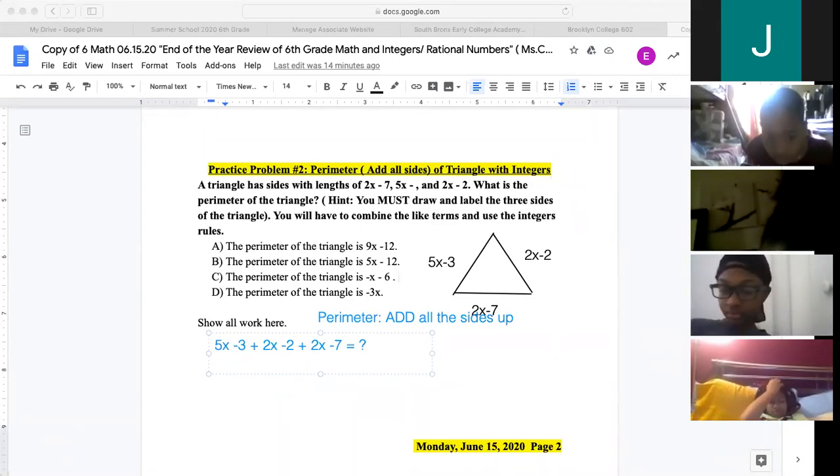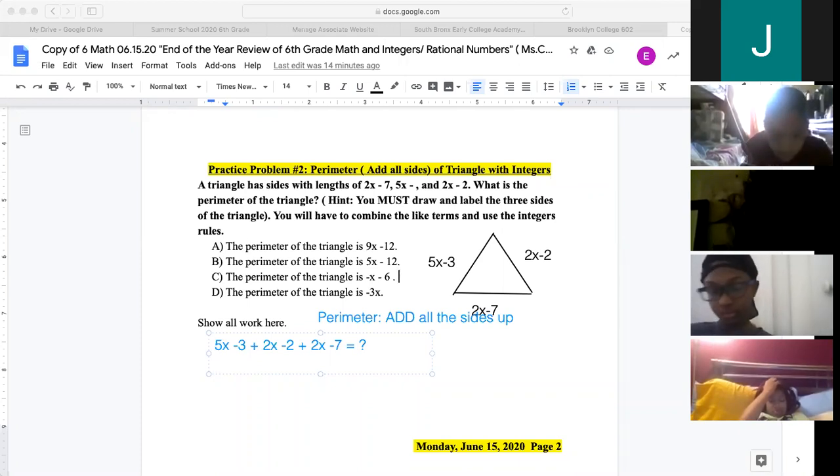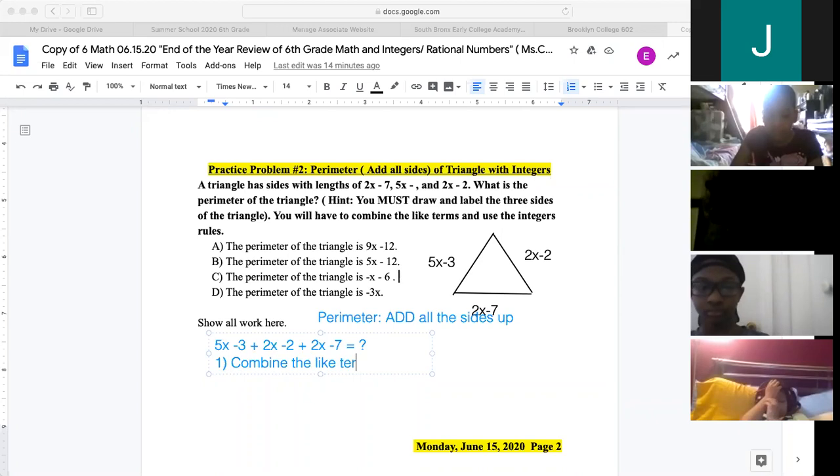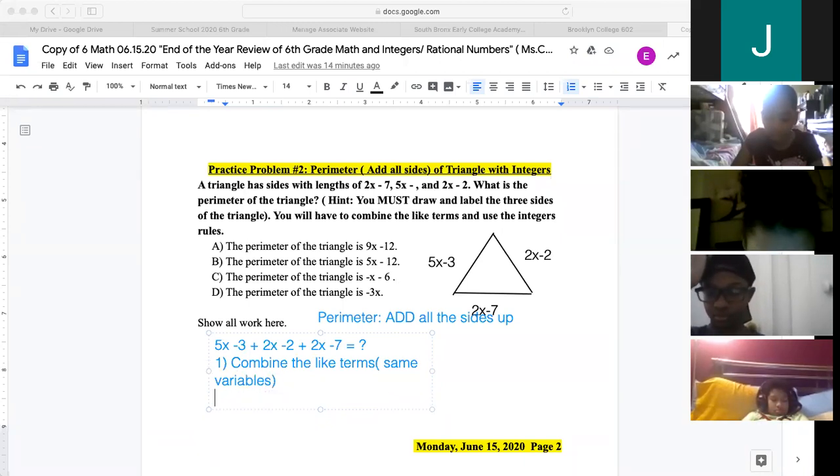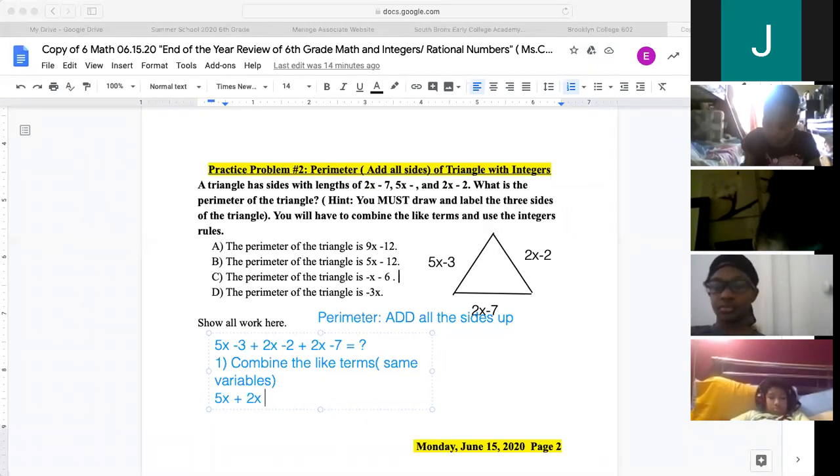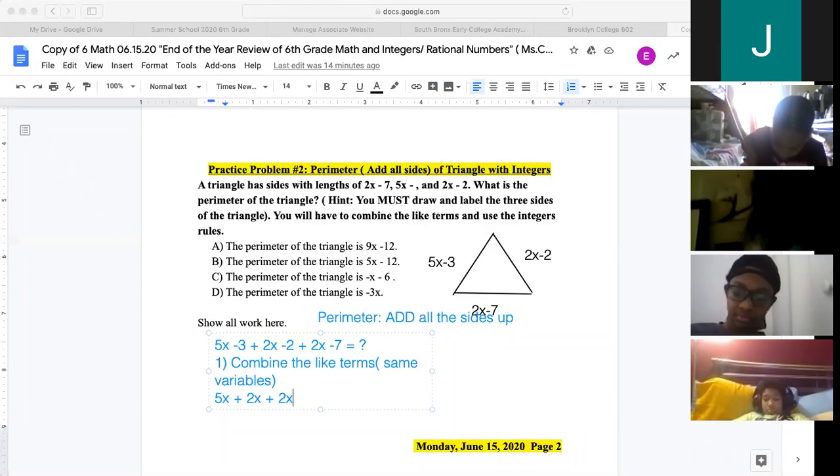Now, we want to combine the like terms. When we combine something, that means we're going to put together what's the same. So clearly when we look here, we have a 5x plus a 2x plus a 2x. We're going to first put those together. So step 1 is we are going to combine, just a refresher, the like terms. That means same, in this question, variables, which are letters. So in this question, what is the same? 5x plus 2x plus 2x.